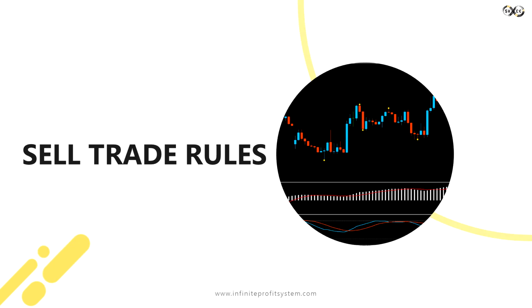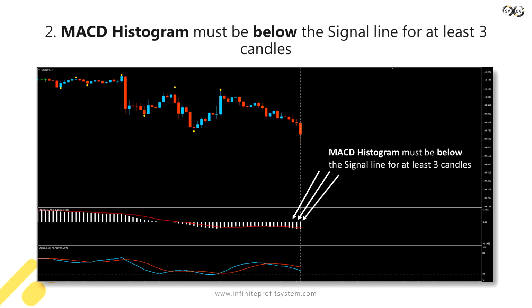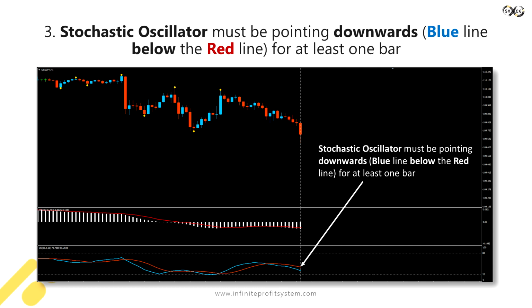Let's move on to the sell trade rules. 1. Price must close below the previous or most recent swing low point, as in the image. 2. MACD histogram must be below the signal line for at least 3 candles. 3. Stochastic oscillator must be pointing downwards. That is, the blue line must be below the red line for at least 1 bar.